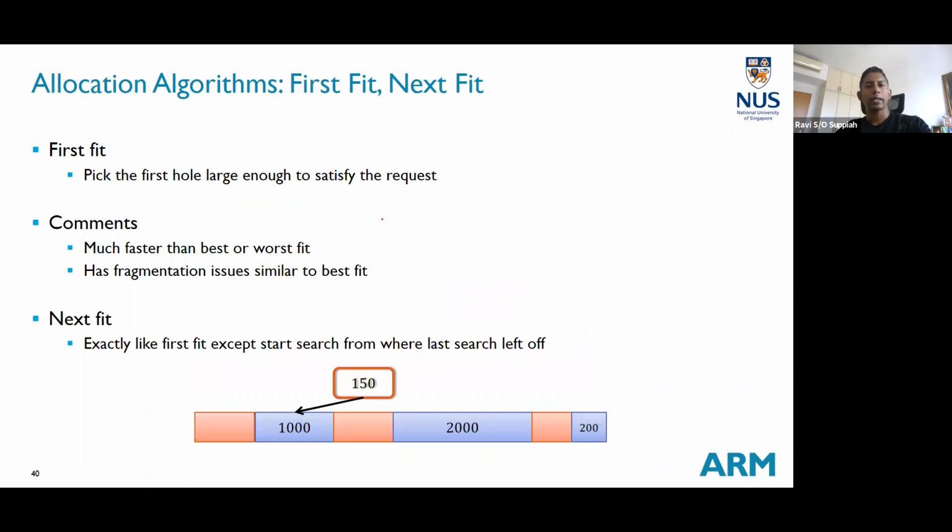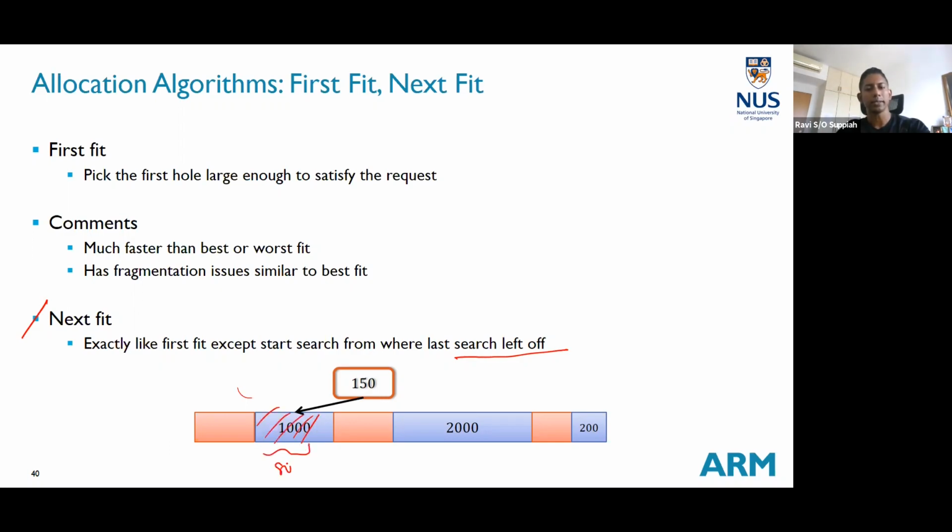The next two are the first fit and next fit. The first fit means I always start from the beginning, and from the beginning, I look for the first hole that is large enough to satisfy the request. So in this case, if I want 150 bytes and the first hole is already 1000 bytes, I straight away take it. But I always start from the beginning. Whereas in the next fit, I start off from where I stopped. So if I wanted, let's say, 800, then I allocate here.